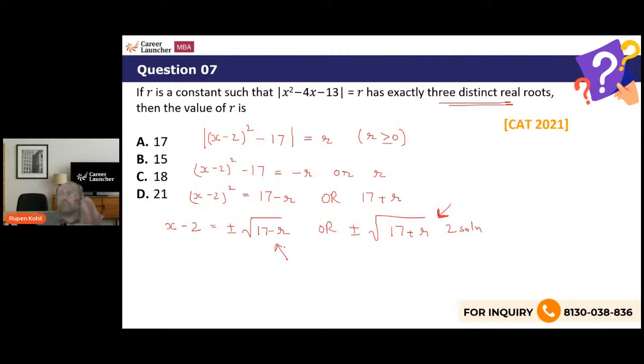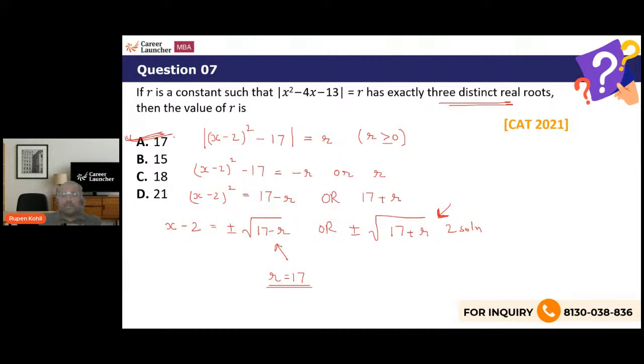Let's say R is 1. So it will give us plus minus 4, square root of 16, 2 solutions. But if the input inside the square root is 0, then there's only one solution to be had. So when this expression becomes 0, which means that when R is 17, then this will give us only one solution, which is x equals 2, because x minus 2 will equal 0, right? Hence 17 is the required value. Brilliant.